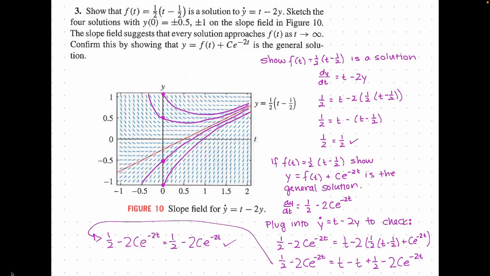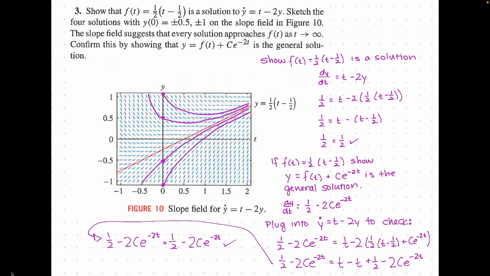So show that this is the general solution. So we have this. We want to show that this is the general solution. So what did I do? I don't even know. Looks like I took the derivative. So I did that. Took the derivative. And then it's like, oh, yeah. Okay, I see what I did.